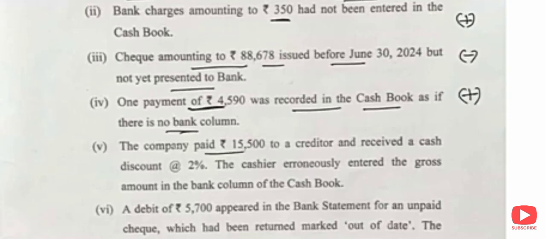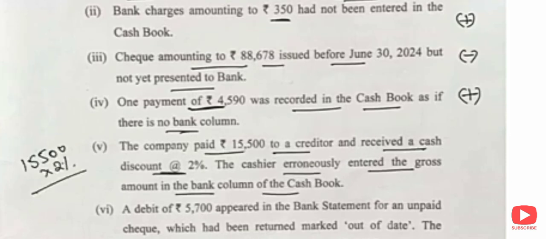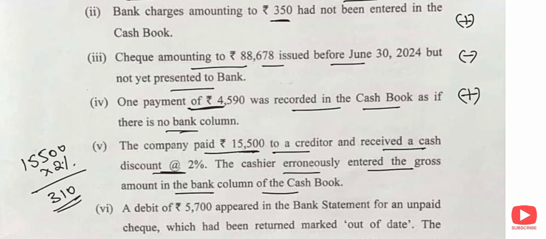Company paid 15,500 to a creditor and received a cash discount of 2%. But the cashier erroneously entered the gross amount in the bank column of the cash book. Very common. 15,500 into 2% gives you 310. This is the discount. What has the person done? 310 is also entered. So actually they didn't pay this 310, but the cashier has entered this also. So in the cash book what happens? You have paid 310 rupees more, so you will subtract it.